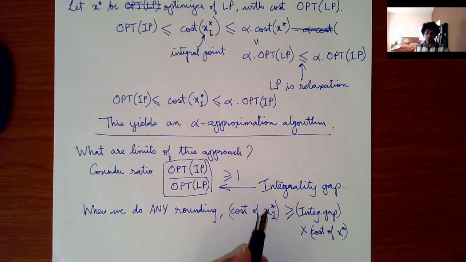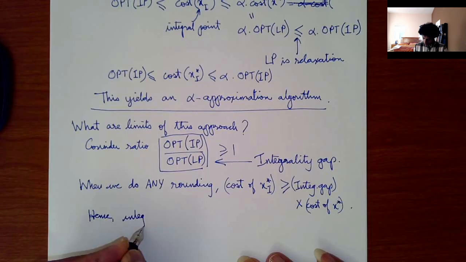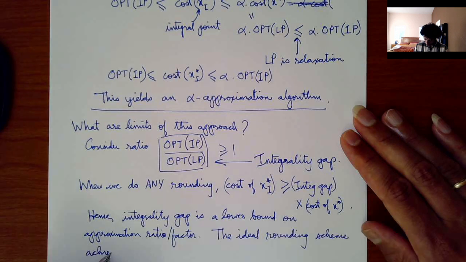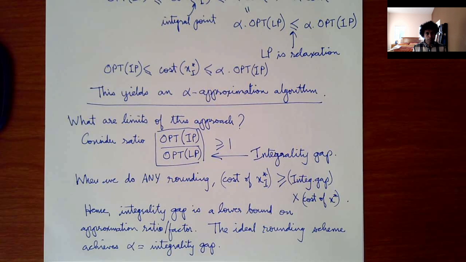Hence, the integrality gap is a lower bound on the approximation ratio or factor. The ideal rounding scheme achieves alpha equal to the integrality gap. The integrality gap depends on the specific LP. You could come up with different LPs for the same IP, right? You could fix the IP, but come up with different relaxations in the hope of reducing the integrality gap. By the way, all of this was discussed with respect to minimization.